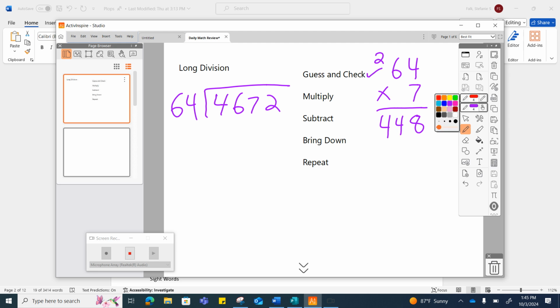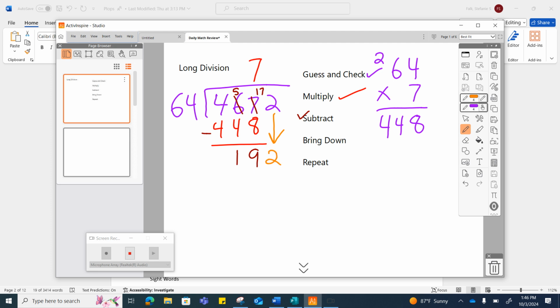So I'm going to have to place my 7 over in the problem. 7 times 64 is 448. I've done my multiplication. The next step is subtraction. So my 7 is going to have to become a 17, and my 6 is going to be a 5. 17 minus 8 is 9, correct? And 5 minus 4 is 1. That's my subtraction. The next step is bring down. So I'm bringing down the 2.